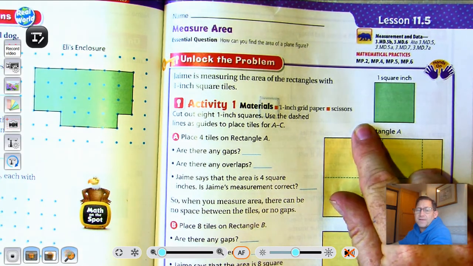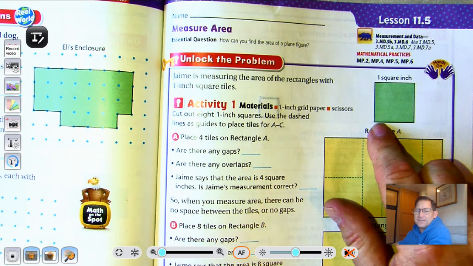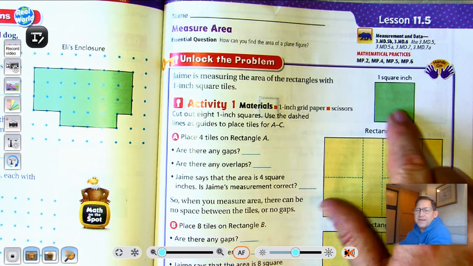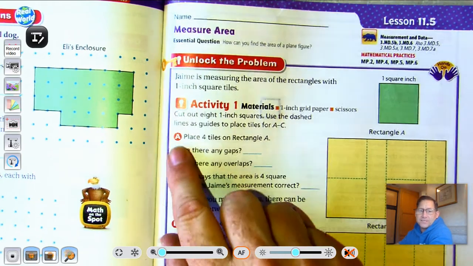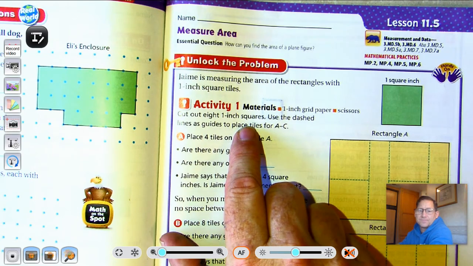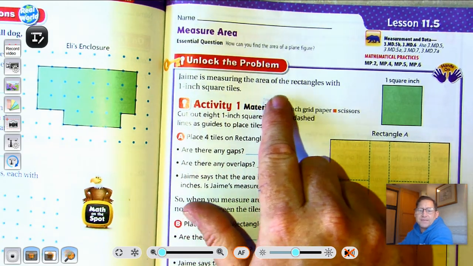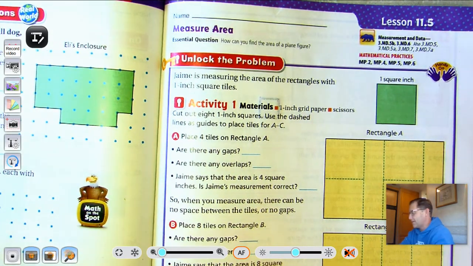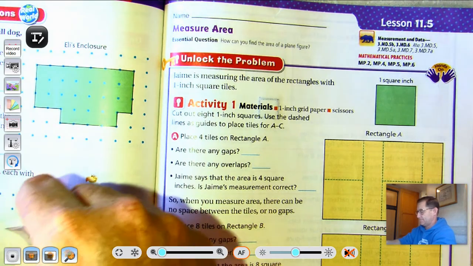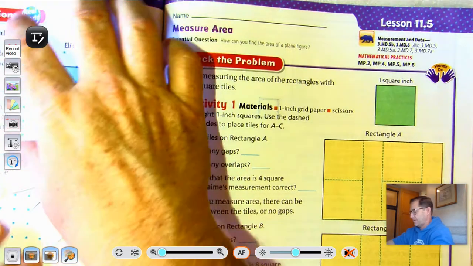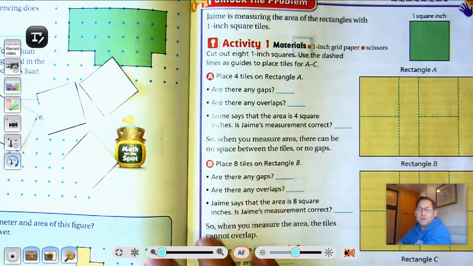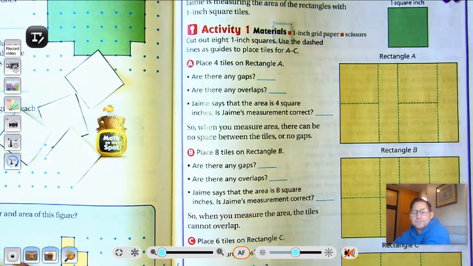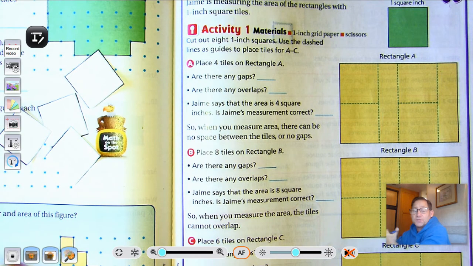And you'll need about 8 of these squares. So you can trace 8 on any piece of paper and then cut them out. So it says cut out 8 1-inch squares. All right. So Jamie is measuring the area of the rectangles with 1-inch square tiles. And it says place 4 tiles on rectangle A. I assume if you're following along here at this point that you've already made your tiles or you're just watching me do it.